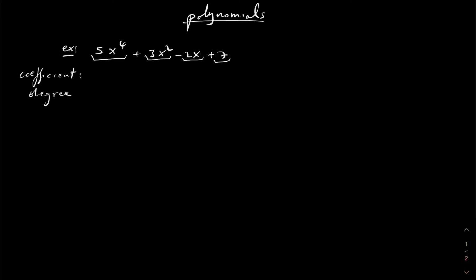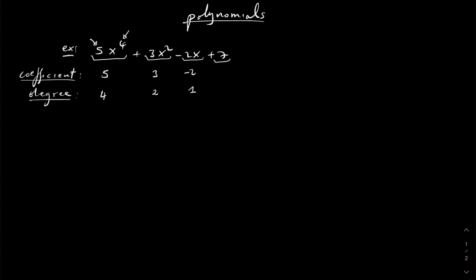So let's start with the first one here. A coefficient is always going to be the number that's sitting together with the variable. And so you have 5 here. And then the degree is always going to be the power that is sitting on top of the variable. So in this case, you have 4. The next term here has for coefficient 3, and the degree is going to be 2. The next one has for coefficient negative 2, and the degree is going to be 1.